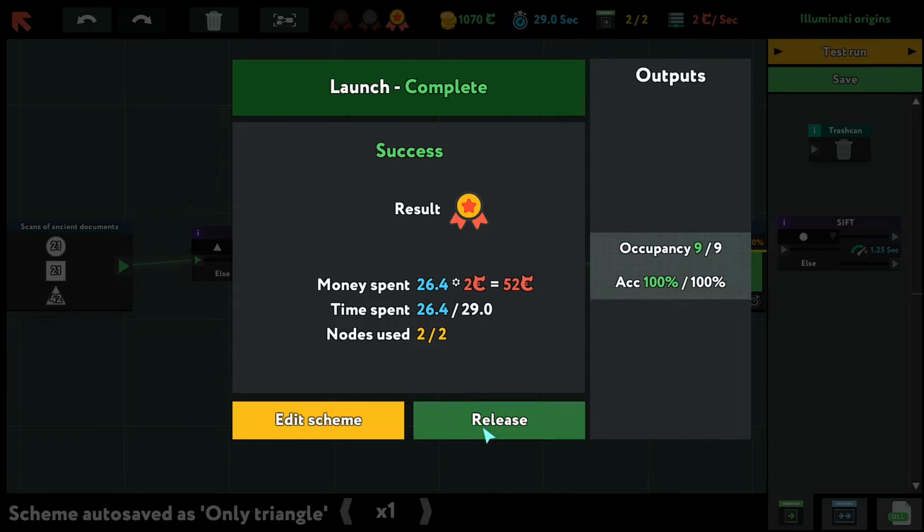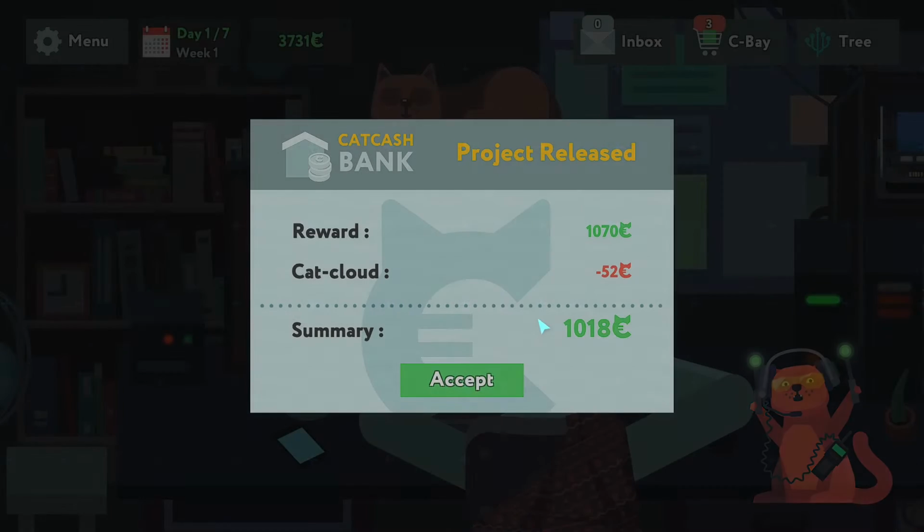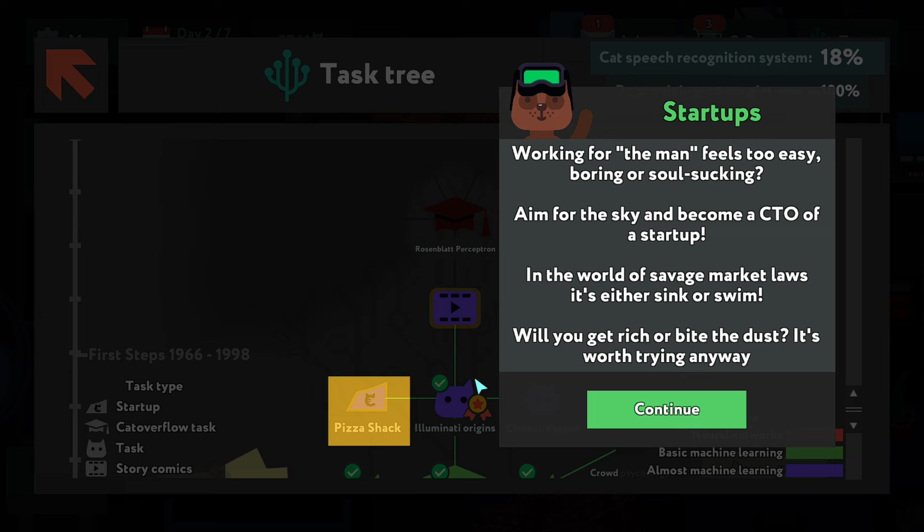Alright. Well, that one wasn't too bad. I did it. I made 1,000 cat dollar things.